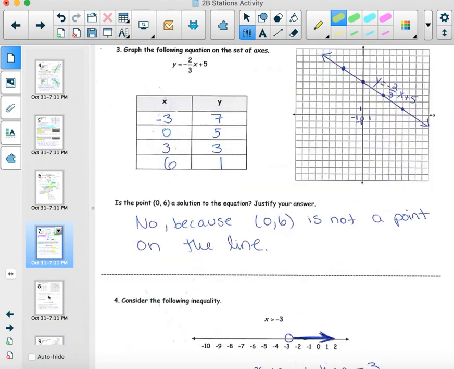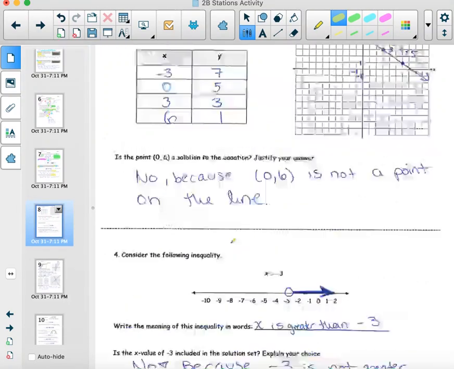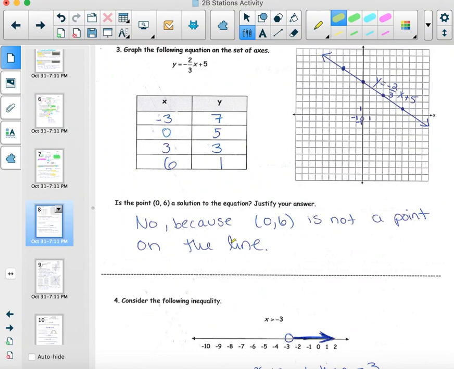All right. Alrighty. We've got the back page of this station. Okay, so all I did was ask you to graph the equation on the set of axes. So we want to make sure we label, and you have your table of values. 3 is fine, so if you want to just give me these 3, totally fine. We need to ask ourselves, is the point 0,6 a solution? What does it mean for something to be a solution to the equation?